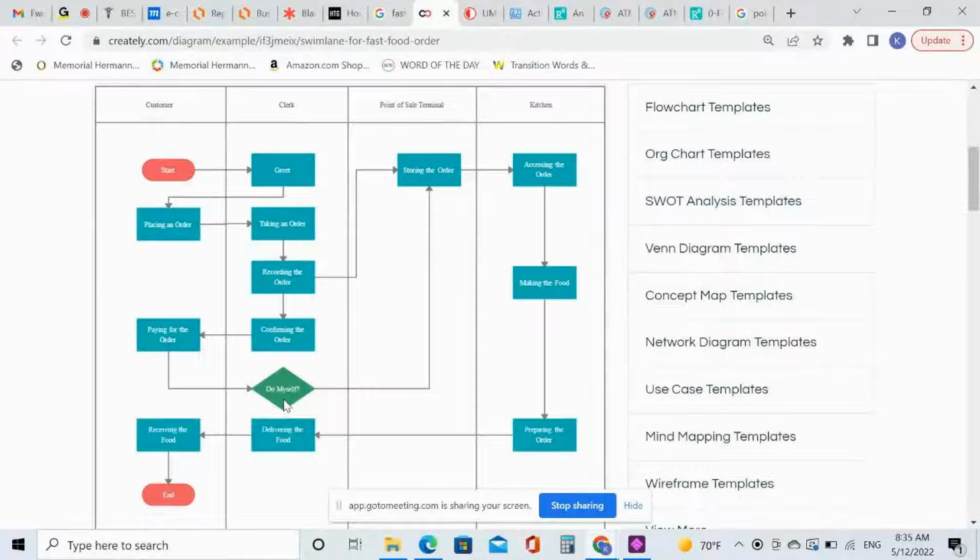Yes, once you take the order, you need to pass that message to the kitchen, right? How will the kitchen know that you took 5 items? The kitchen should see that order, the 5 items they need to make ready. Next is making the food, preparing the order, then delivering the food and receiving the food. So, do we understand this diagram?